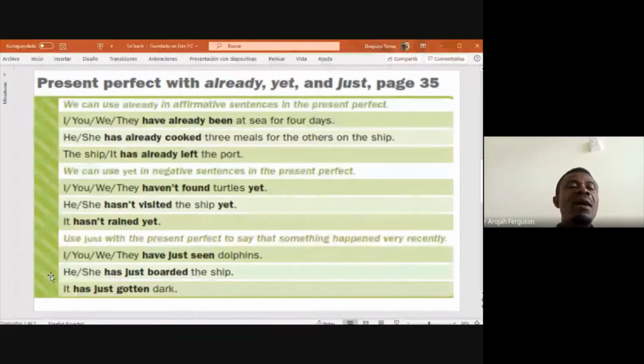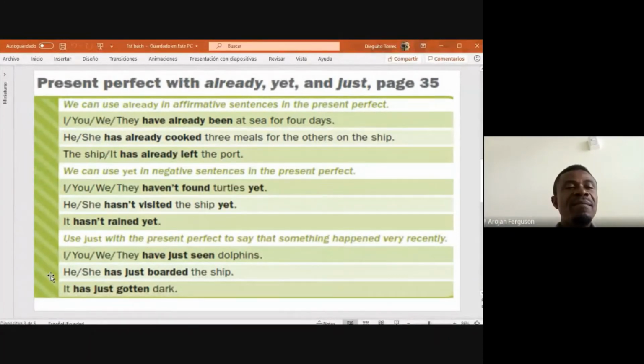We use just with the present perfect to say that something happened recently, a short while ago, or not long ago. Examples: I have just seen dolphins. You have just seen dolphins. We have just seen dolphins.